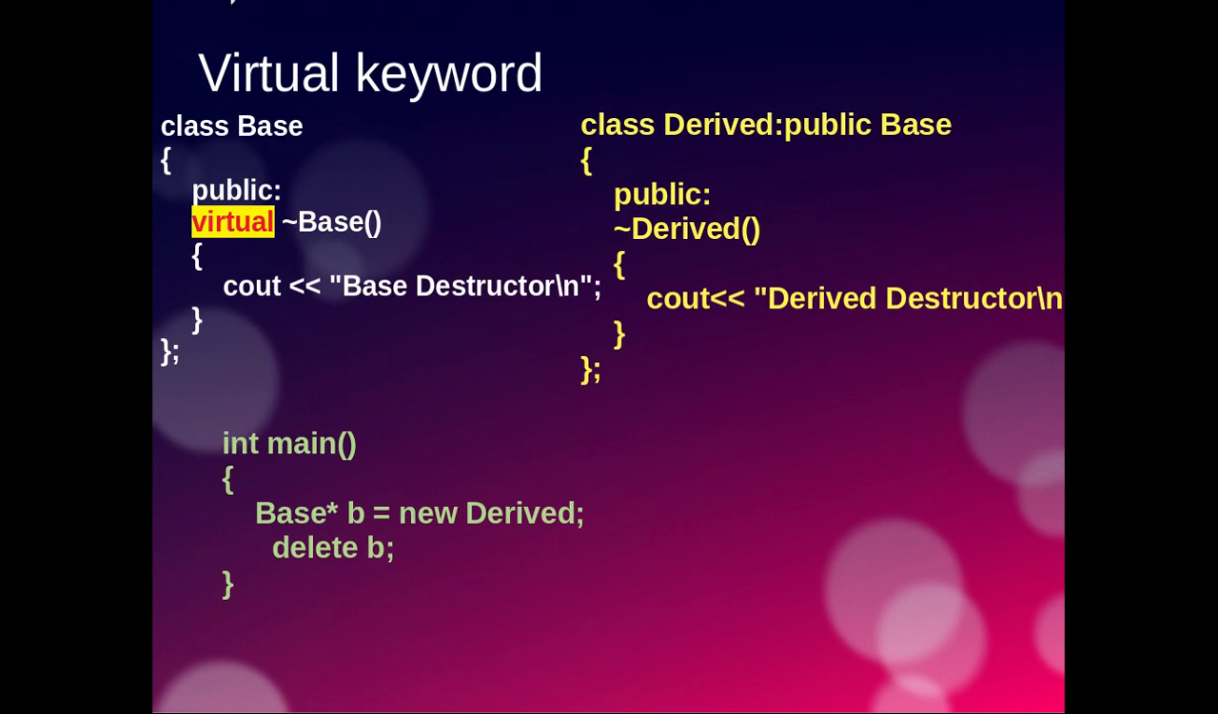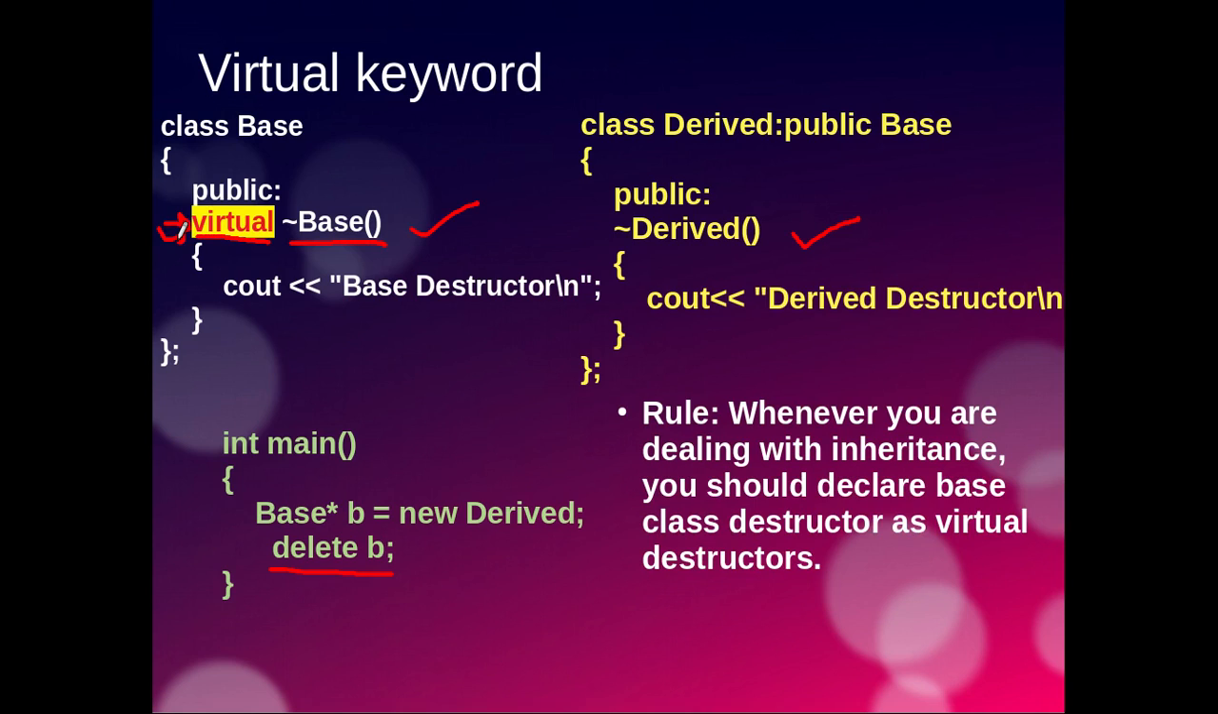So the same program is now updated. I have used the virtual keyword here along with the name of the destructor. What is the effect of this virtual keyword? Now whenever the object is deleted, whenever the variable is deleted, it will call the destructor of the subclass as well as the destructor of the base class, due to this virtual keyword. So the virtual keyword forces the system to call the destructor of the base class as well as the destructor of the derived class.